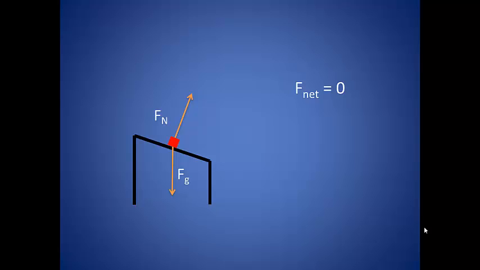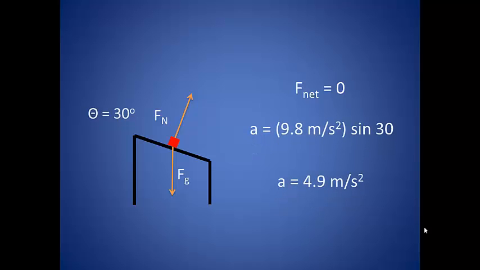What if our incline changes to 30 degrees? The sine of 30 degrees is 0.5. So plugging that into our equation gives us an acceleration of 4.9 meters per second squared. We can see that the net force is now larger than the net force when the object was on a level surface, and that the acceleration is in the direction of the net force.